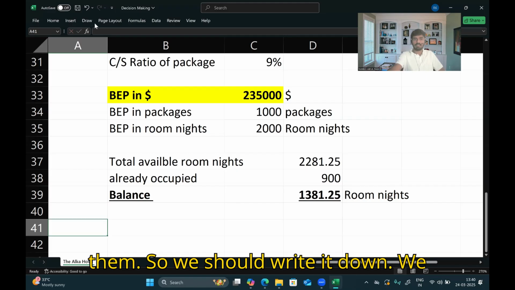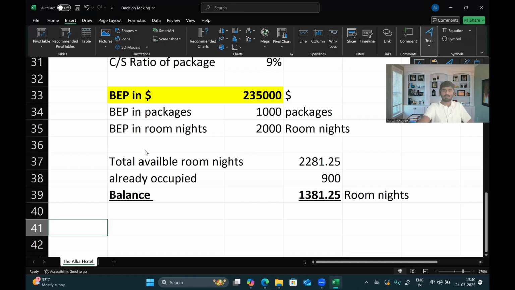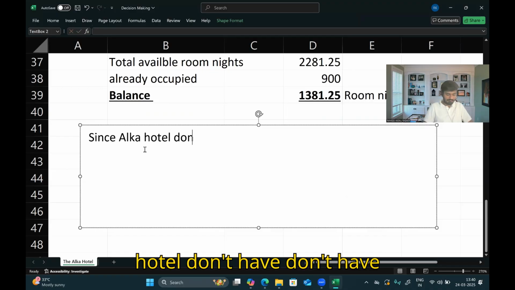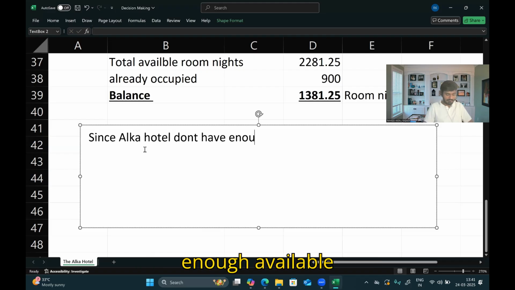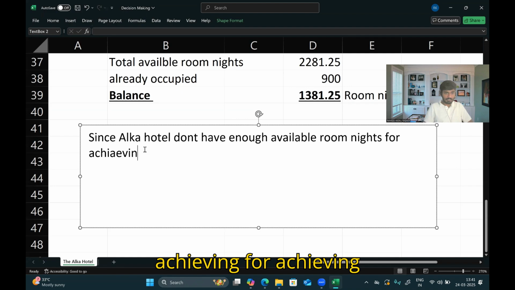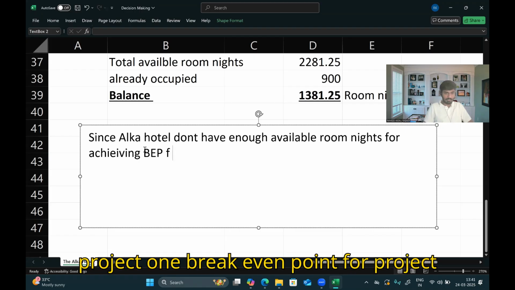So we should write that down also. Just type here: since Alka Hotel doesn't have enough available room nights for achieving the break-even point for project 1.